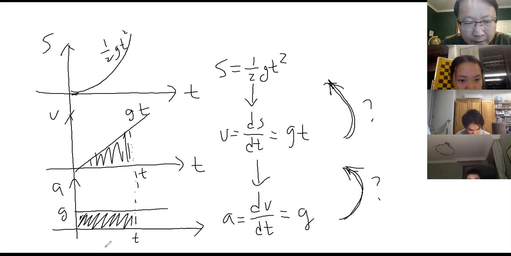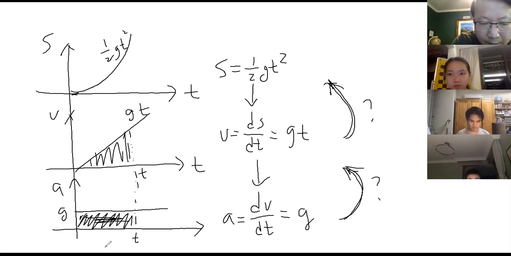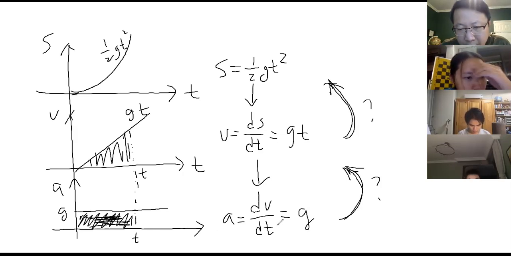Just like here, if I know my acceleration is constant, in order to calculate the speed at a certain second, I need to keep integrating the area here until I hit the time I want to know the velocity about. So that eventually translates into gt.